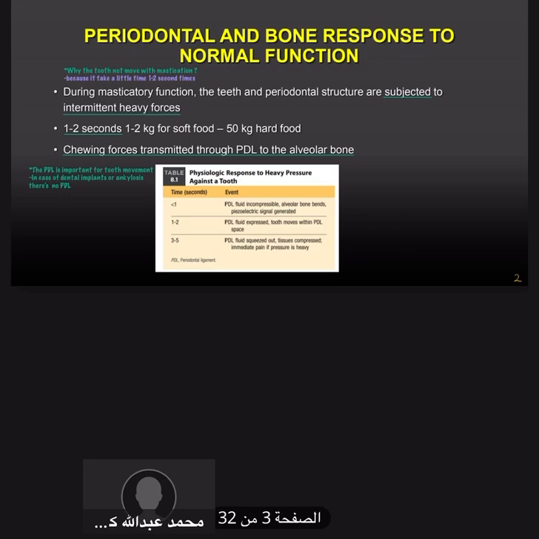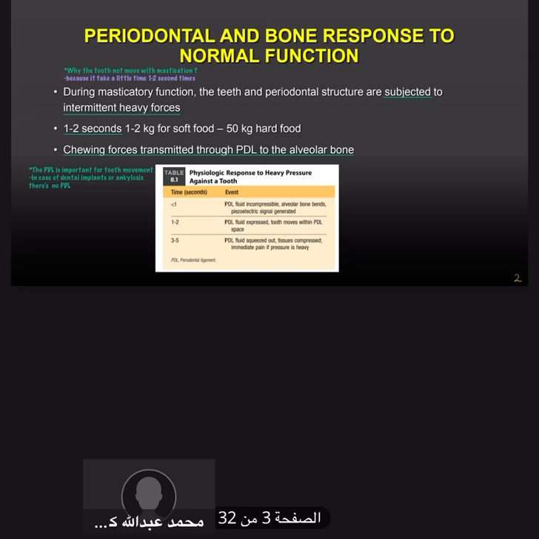If the forces are continuous, the tooth can move. If the forces are intermittent, even if they are heavy, the tooth does not move. The forces during mastication usually last for 1 to 2 seconds. The magnitude is from 1 to 2 kg for soft food to 50 kg for hard food.